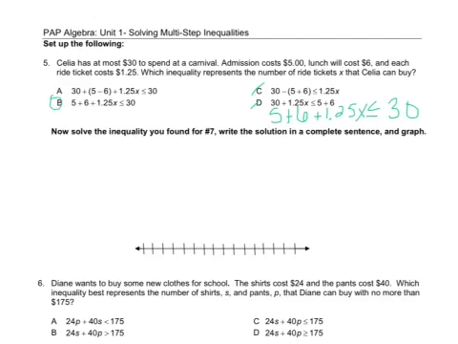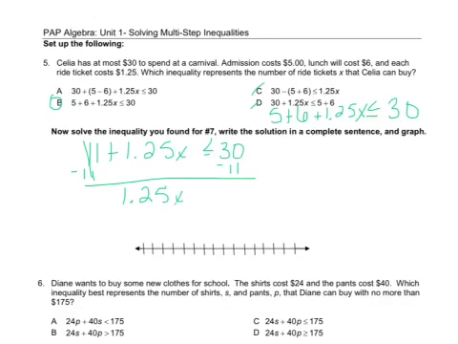Now we're going to take that inequality and we're going to solve it. Well, 5 plus 6 makes 11, so I have 11 plus $1.25x is less than or equal to 30. I'm going to solve this for x, so I'm going to subtract 11. When I do, I get $1.25x is less than or equal to 19. So I'm going to divide by $1.25. And I get that x is less than or equal to 15.2. Well, I have solved it.